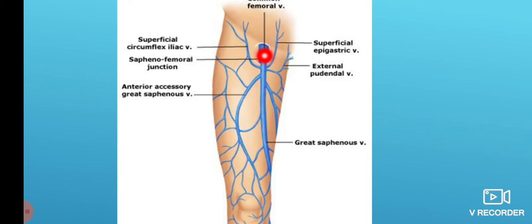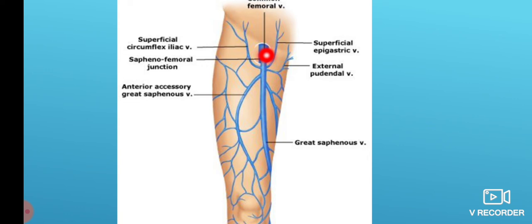And this great saphenous vein has many tributaries or branches. As far as the veins are concerned, we are used to say tributaries, not branches. So the tributaries of the great saphenous vein are superficial external pudendal, superficial epigastric, superficial circumflex iliac.